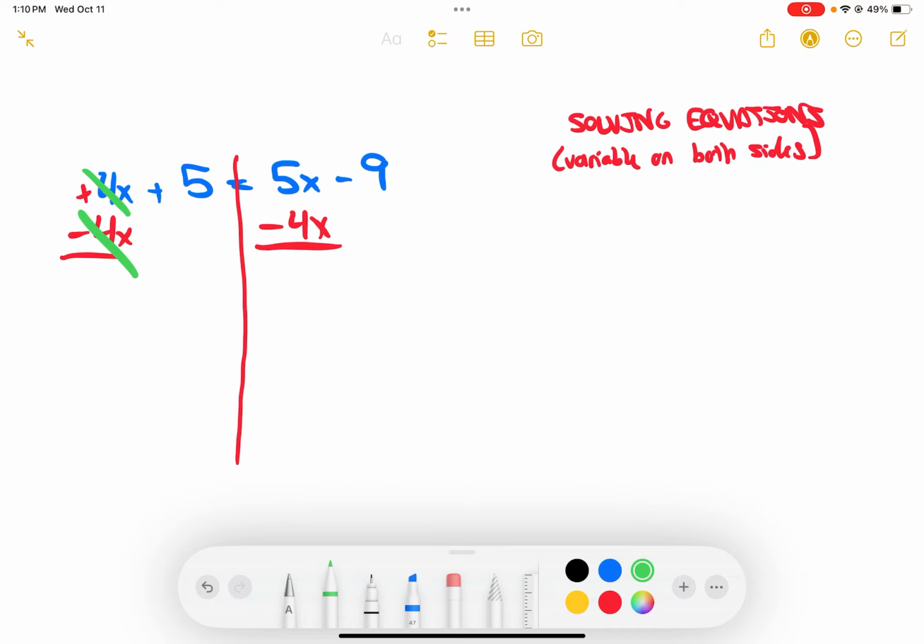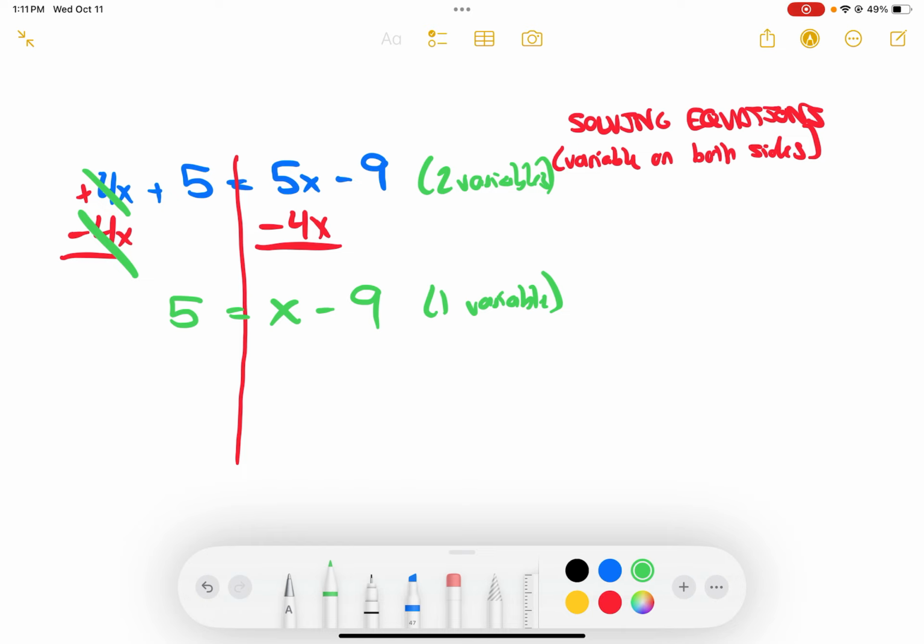And that's the beauty of this, because now one of my variables is gone from one side, and it's kind of being moved over to the other side. So I have 5 equals 5x minus 4x is just 1x, or just x, right? I don't have to write the 1, minus 9. And now I've gone from 2 variables in my equation to 1 variable. That was the importance of that step, right?